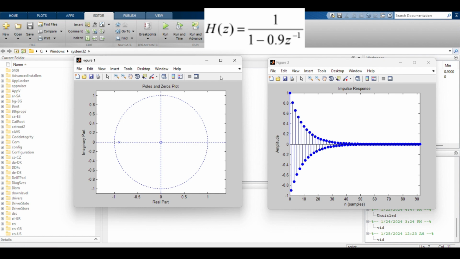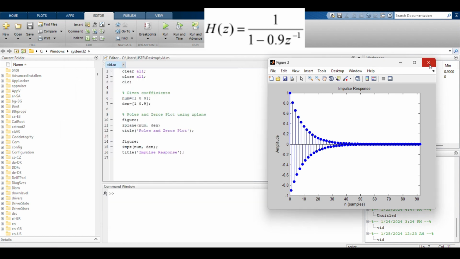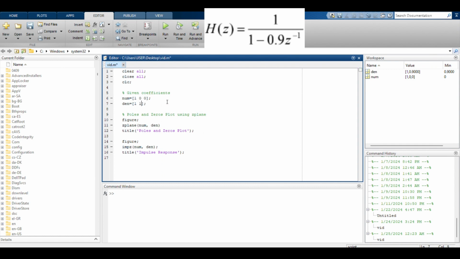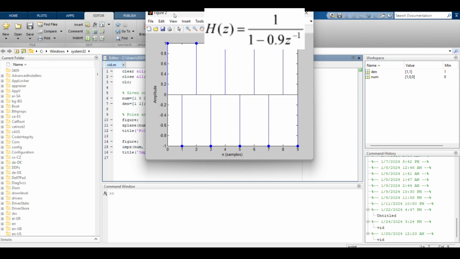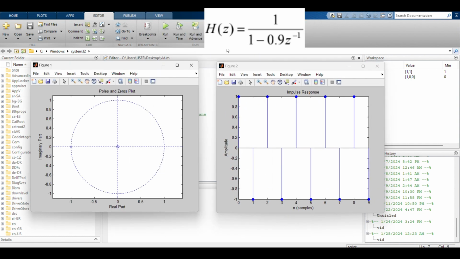Then if we change the pole value to 1, we get the same constant graph, not stable, not unstable. The impulse response graph, you can see that.